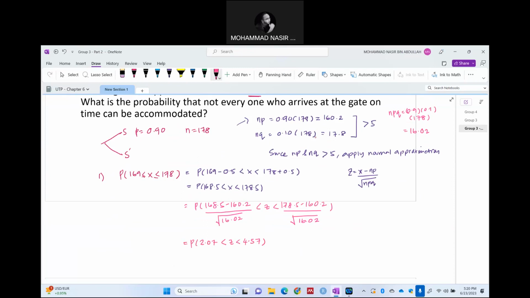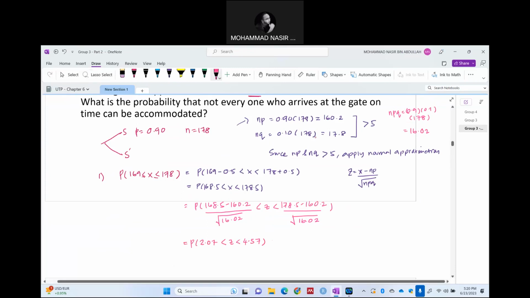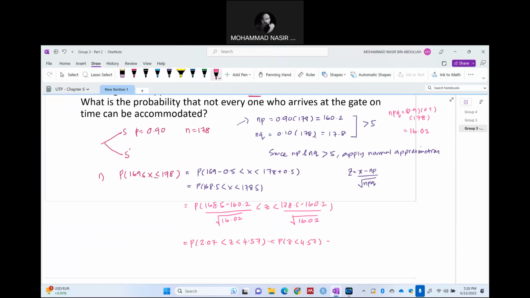So refer to the statistical table. It should be the probability of Z less than 4.57 minus the probability of Z less than 2.07. So this should be equal to 0.0192. So you already understand how to read the statistical table, right? Okay, good.